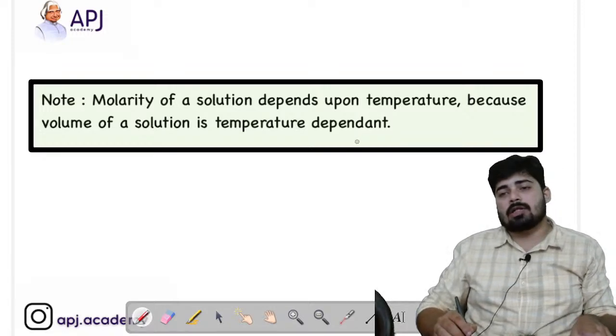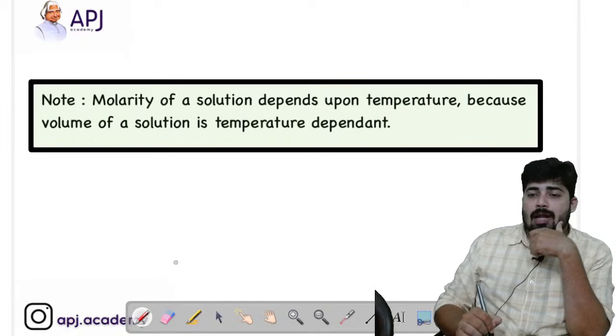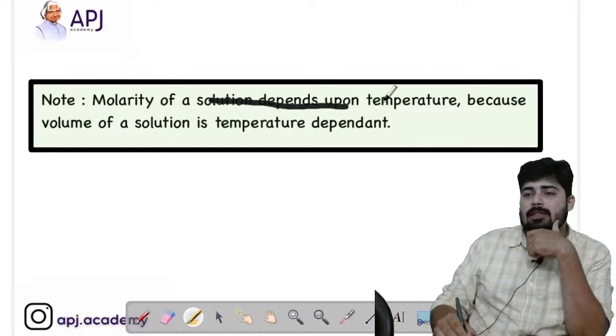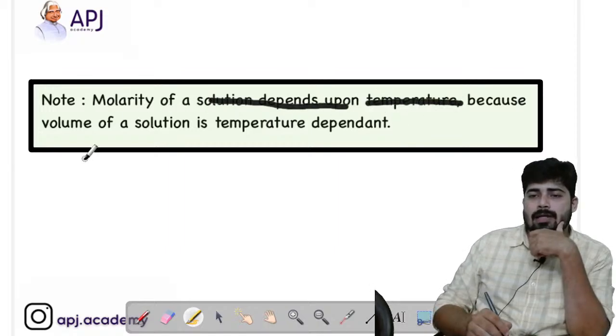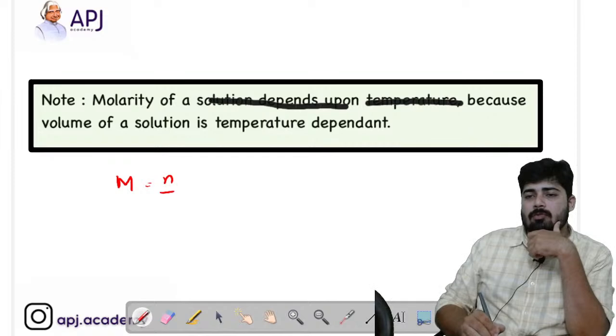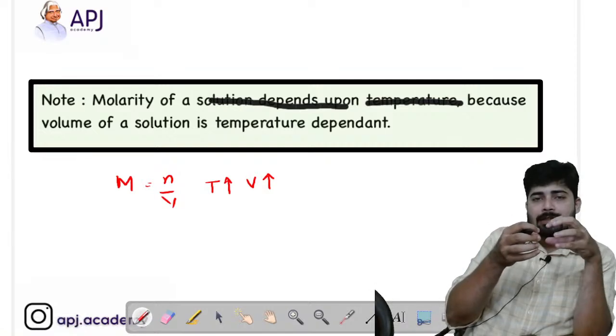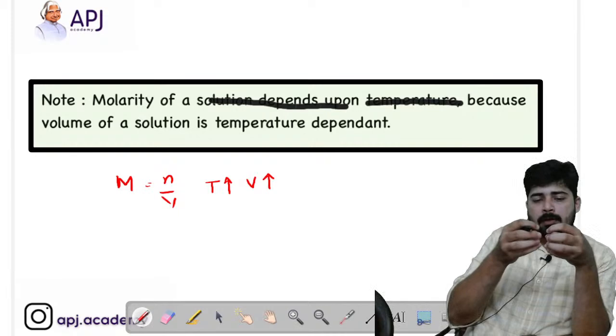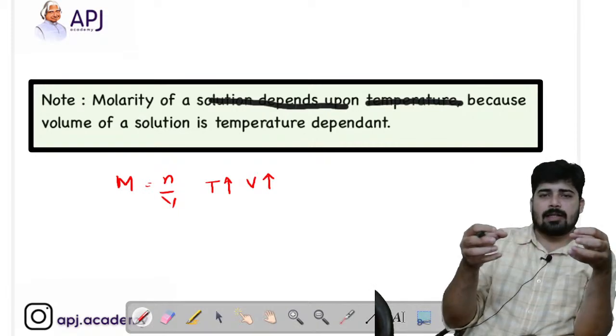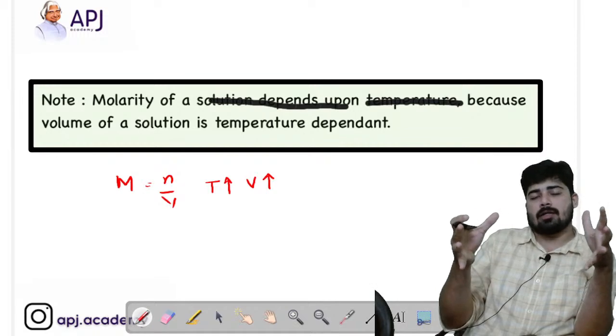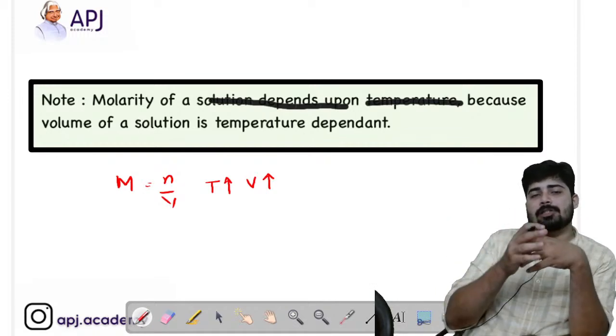This is a very important note: the molarity of a solution depends upon the temperature. You know why? Because molarity is equal to number of moles by volume, right? If the temperature is increased, what happens? The volume also increases. You know the molecular forces of attraction: as long as you give thermal energy, the molecules will move apart and move freely. That means the volume gets expanded due to application of temperature.